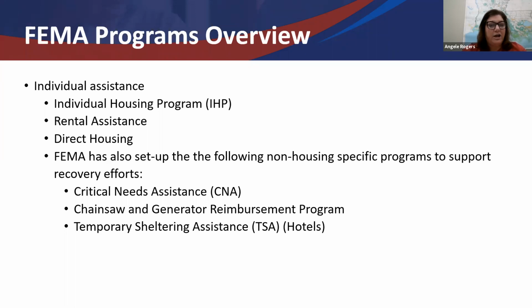The next one is our chainsaw and generator reimbursement program. Should an individual have a tree that fell on their property or were out of power, they had the ability to go purchase a chainsaw or a generator and get reimbursed through FEMA. The chainsaw program provided $250 in reimbursement. The family would have to show proof of a receipt that it was purchased. For the generator, also show proof of a receipt that it was purchased, and they could receive up to $800 for the generator reimbursement program.